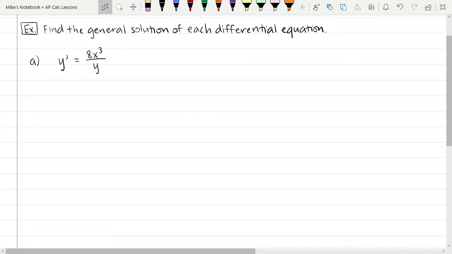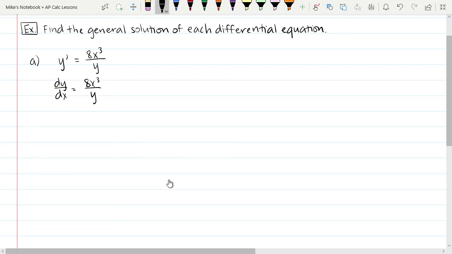So find the general solution of each differential equation. And the first one we're looking at here is y prime equals 8x to the third over y. So now, in order to solve a differential equation, in general, what we would like to do is if you have the derivative written as y prime, in general, we're going to want to rewrite that as dy dx in this case, since we can see that the other variable is an x. So I'm going to rewrite this as dy dx equals 8x to the third over y.